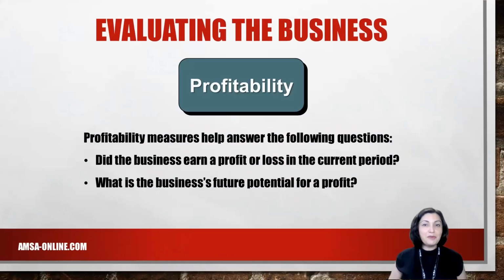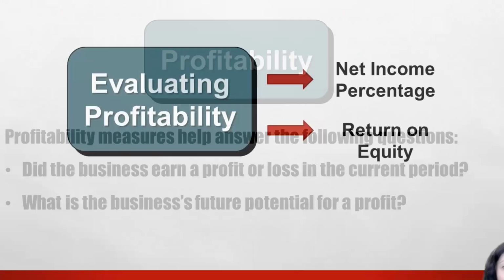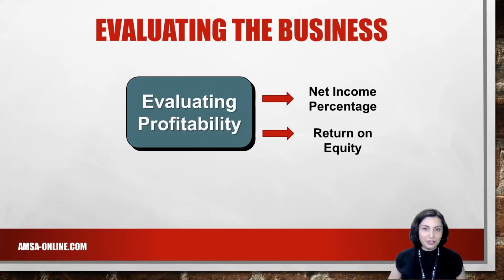Let's start with profitability. Measures of profitability help users of financial information assess the current profitability of a company and, what's even more important, its future potential for increased profits. Profitability measures help answer questions like, did the business earn a profit or loss in the current period? And what is the business's future potential for profit? Two common measures of profitability include the company's net income percentage and its return on equity.